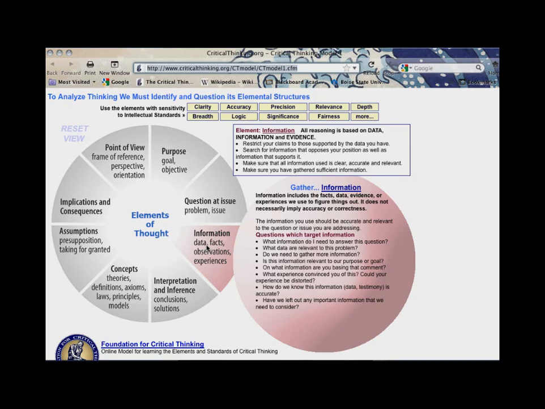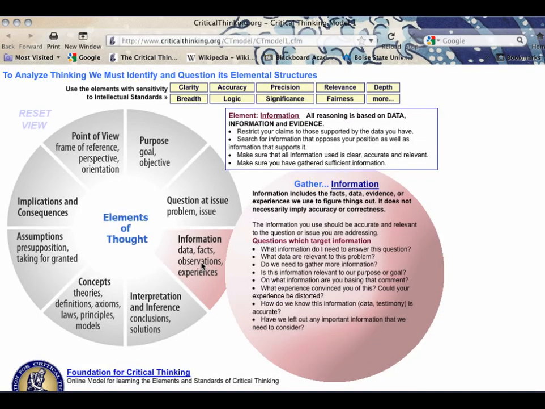What information do I need to answer this question? Where do I get it? What's my purpose in gathering that information? How do we know any information is accurate? How do we check its reliability? Certainly relevant in terms of the internet today.